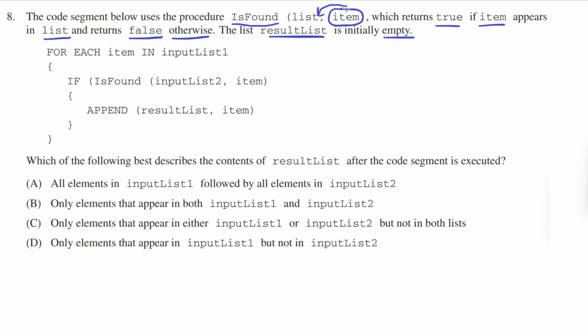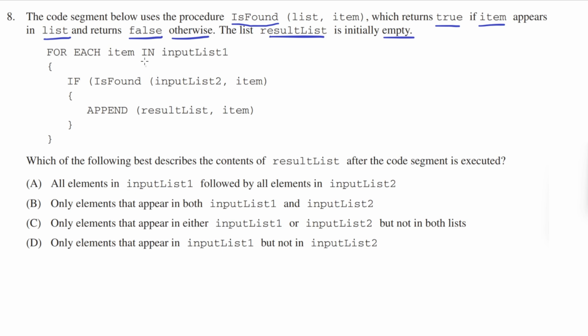And so the second parameter, item, is just an item that we're trying to see if it is in the list. If it is in the list, it returns true, and if the item is not in the list, it returns false. So let's read this code.